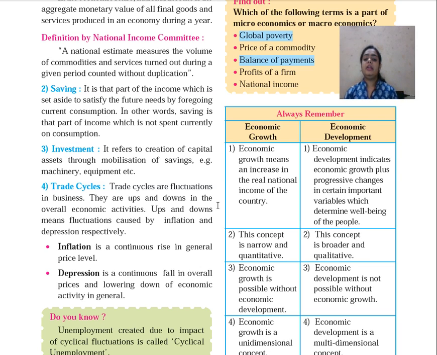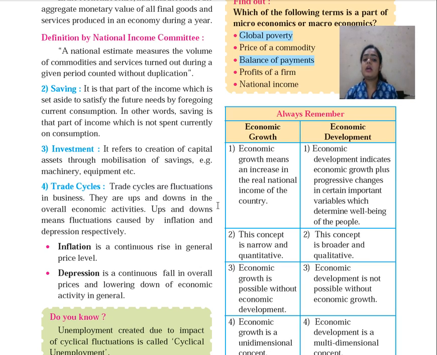But economic development indicates economic growth plus progressive changes in certain important variables which determine the well-being of the people. So in economic development, we shall see there is growth in the economy as well as growth and change in the condition of the people, or maybe the standard of living of the people.